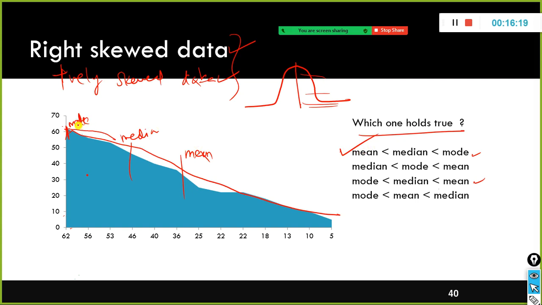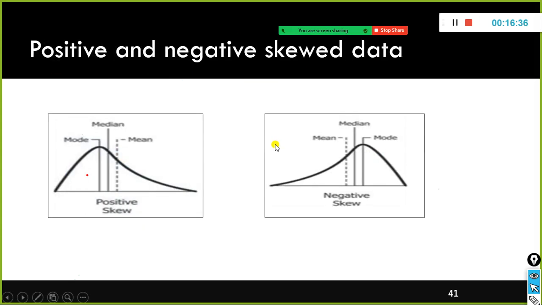Or we can say it like this, mode is greater than median, median is greater than mean. Ideally it should be like this, greater than, okay. Since it is less than, it is wrong here. So we have only two choices of these two. This is the correct one, this is not the correct one. So this is what your right skewed data is.